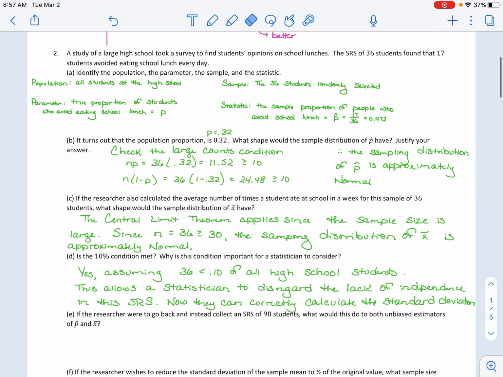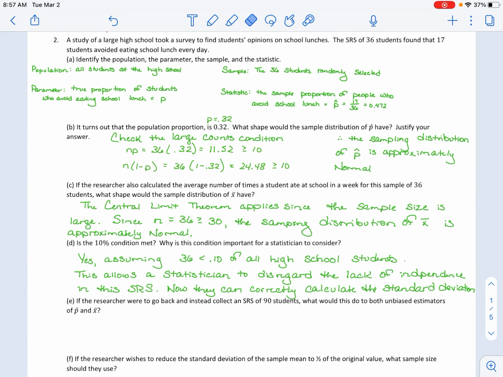The simple random sample was not selected with replacement, so technically I don't have independence. Technically I shouldn't calculate my standard deviation. But if your sample size is small enough, it rounds to about the same thing, so you can go ahead and calculate an approximate standard deviation.